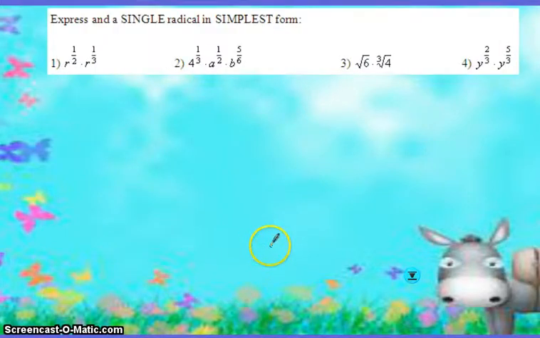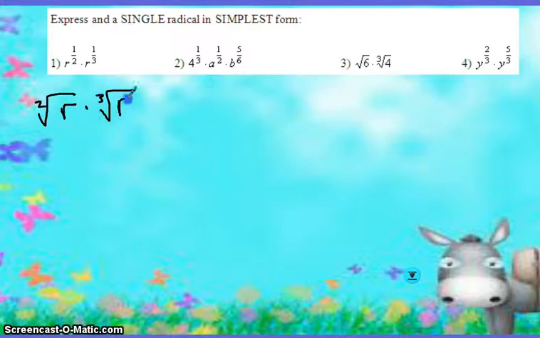Next, we're going to look at expressing things in a single radical. If you notice here, we have r to the 1/2 times r to the 1/3. Now, if I were to write these as radicals, this would be the square root of r times the cube root of r. To multiply radicals, you need to have the same index. If you take a look above, where does the index occur in each of these fractions? In the denominator. In other words, we need common denominators for each of these fractions.